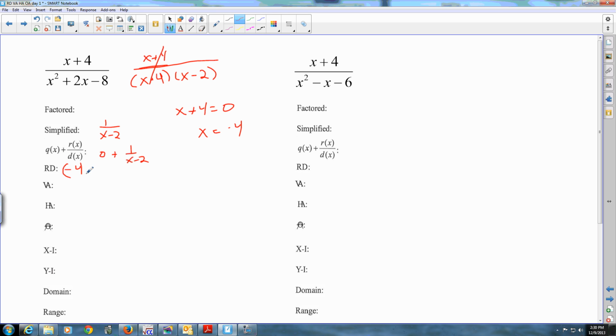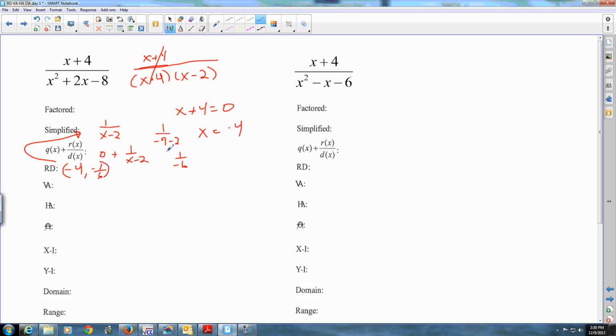Negative 4 is the x value. How do you find the y value? Fill it back into the simplified form, and you get 1 over negative 4 minus 2, which is 1 over negative 6. I'm so sorry, guys. That closes. Okay. Vertical asymptote.